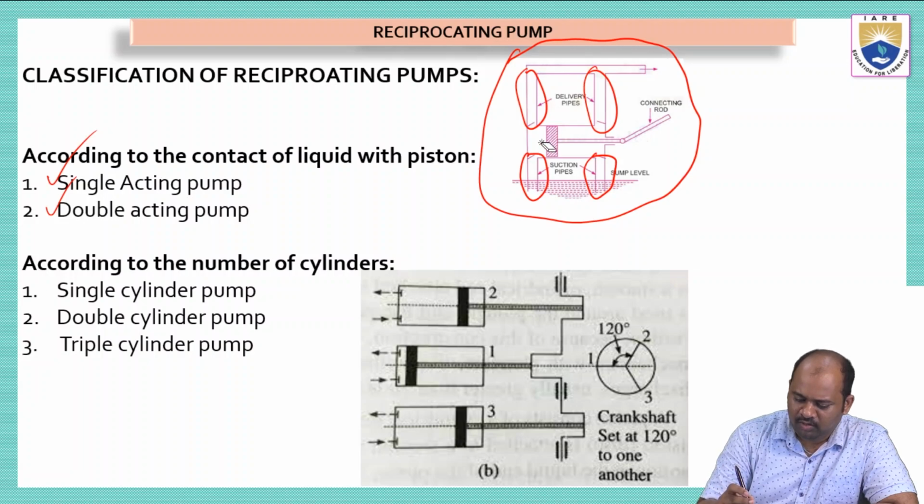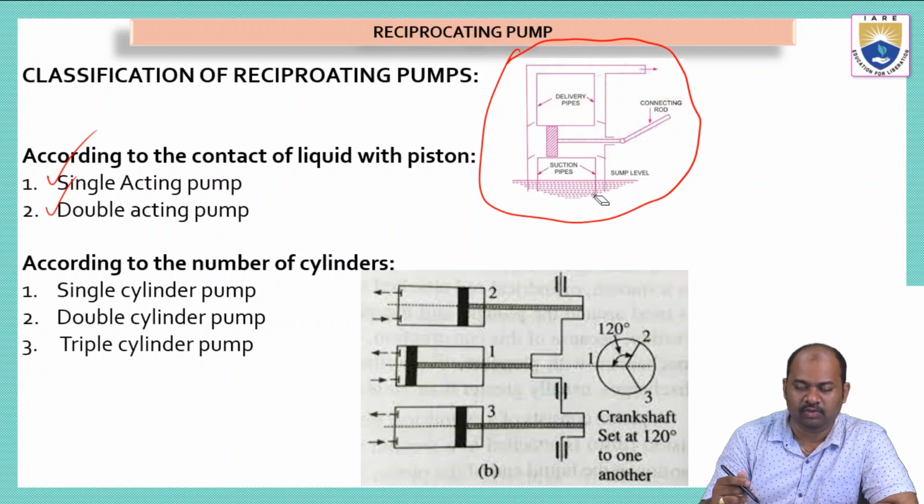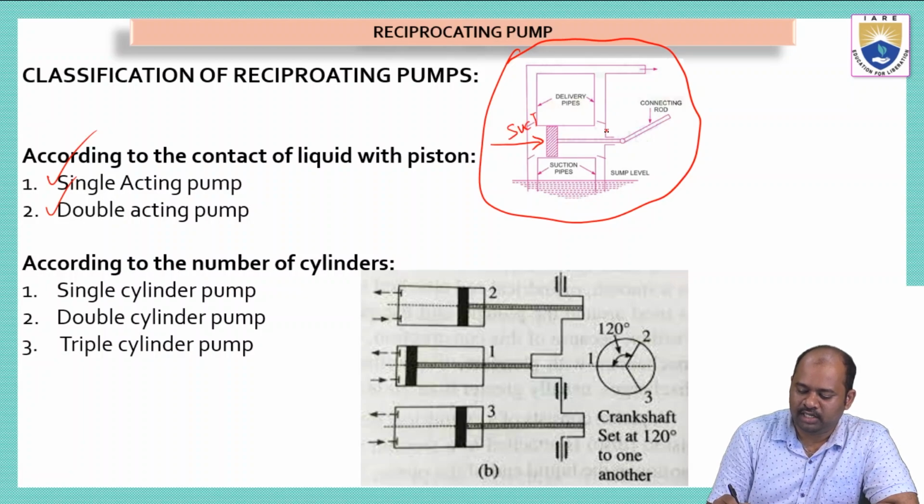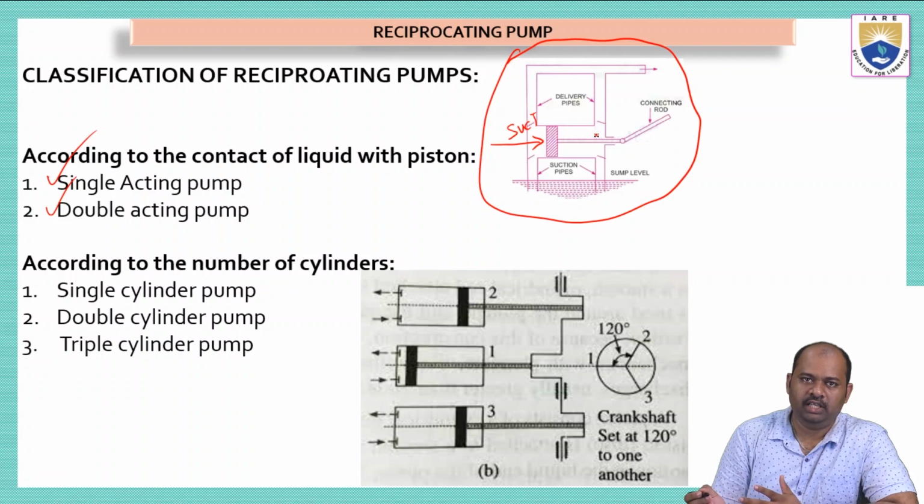Now let us try to understand how this will work. In the previous single acting reciprocating pump, when the piston is moving to the back side, we create suction here. On the other side, we don't use any kind of energy because there is no suction pipe or delivery pipe. Now this is a double acting reciprocating pump, and we have another set of suction and delivery pipes here.